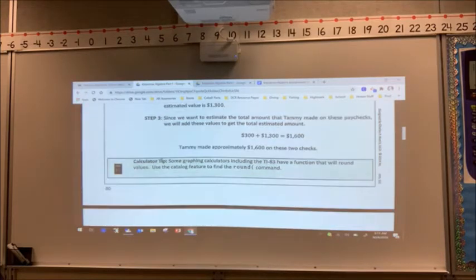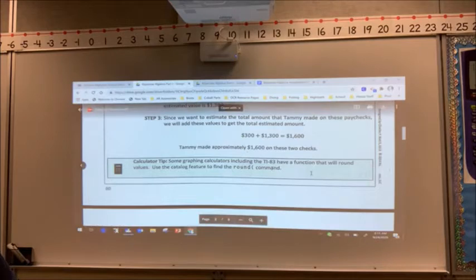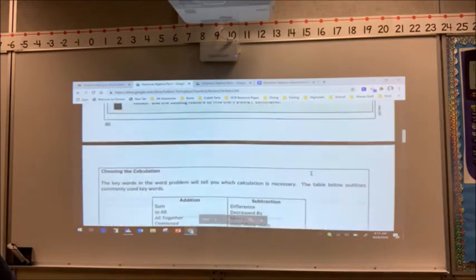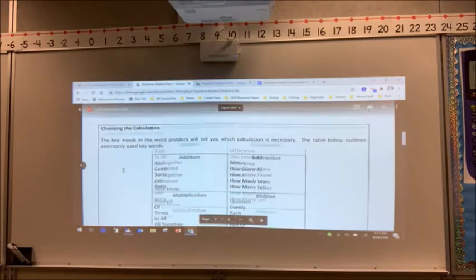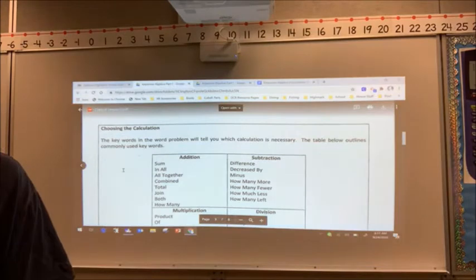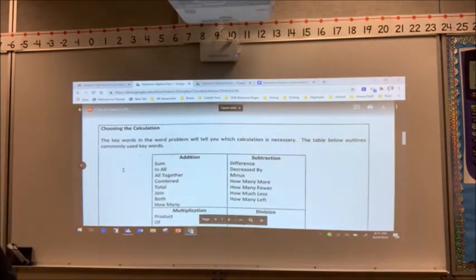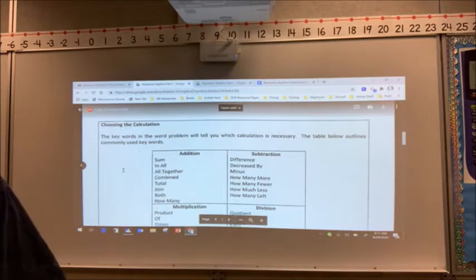Okay, there's a calculator tip here if you have possession of a TI-83. There is a rounding feature on a TI-83, and it's in the commands center. Choosing the calculation, in other words, choosing what mathematical operation you're going to use. The word calculation means what mathematical operation. The key words in the word problem will tell you which calculation is necessary. The table below outlines commonly used keywords.